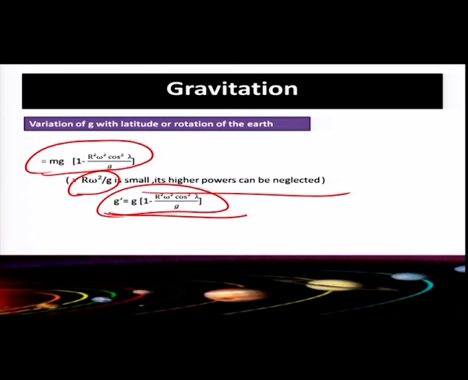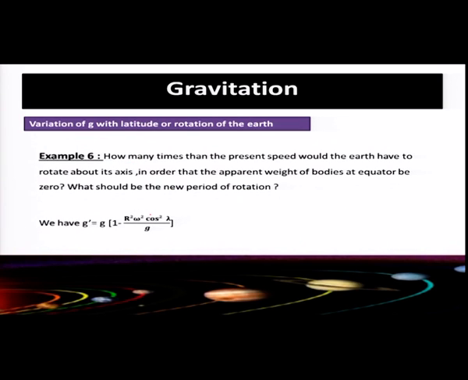Therefore, the variation of g with latitude due to the rotation of the earth is given by g dash equal to g into 1 minus r omega squared cos squared lambda by g. Let us now solve a problem, and I will read it out. How many times the present speed would the earth have to rotate about its axis in order that the apparent weight of bodies at the equator be 0, and what should be the new period of rotation? So, this is the problem.